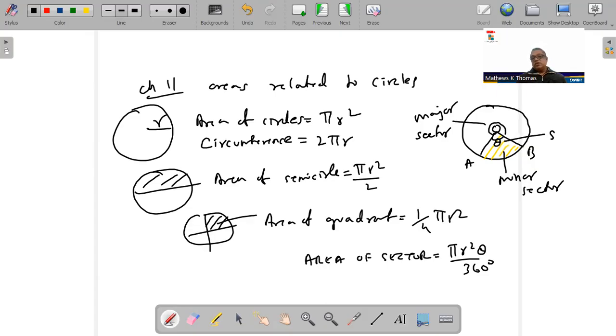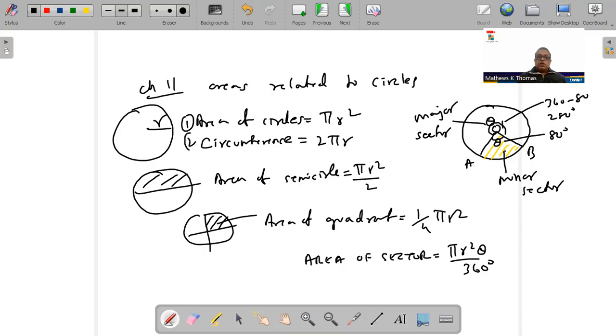So suppose this angle is 80. Here, this will not be 80, this will be 360 minus 80. The reflex angle has to be found, right? So here the angle will be 280. So you are using pi r square theta by 360 here. Here also pi r square theta, but here you will have to use a different value of theta because we are not considering this angle, we are considering this. So this is the minor sector, major sector. So area of sector is pi r square theta by 360, right?